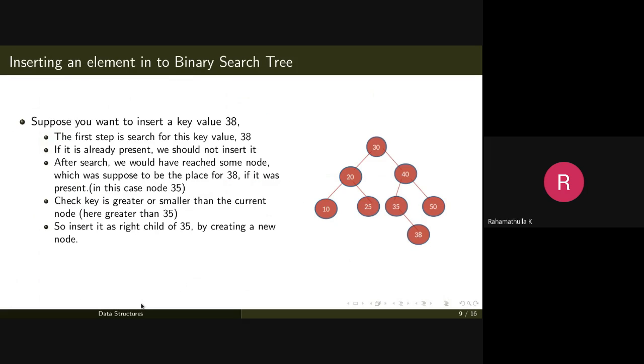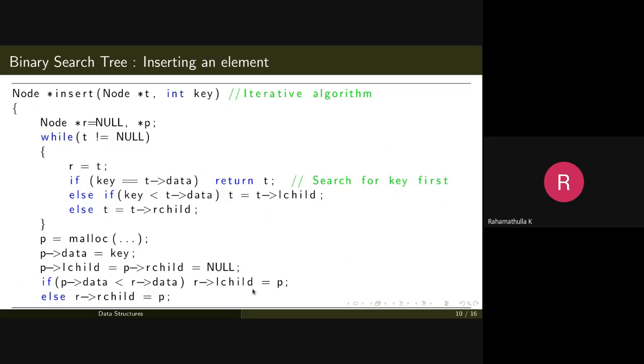In this case, we had come to this place and we created this node. Now we need to attach this pointer. Then we check whether 38 is less than 35 or 38 is greater than 35. If this key value is less than 35, we will insert it as a left child. If it is greater, then we will insert it as a right child. That's written here. If p pointer data is less than r pointer data, then insert it as a left child. Otherwise, you insert it as a right child.